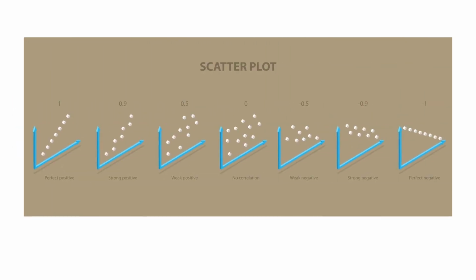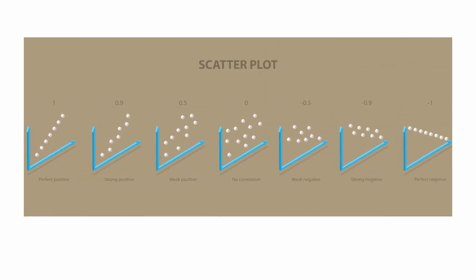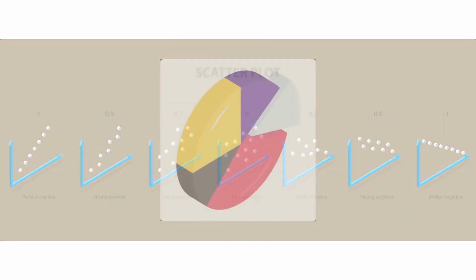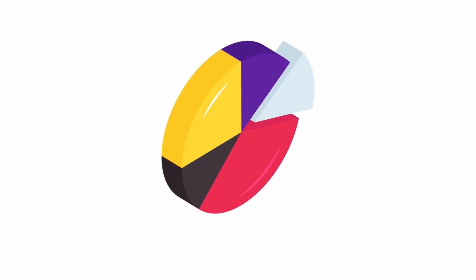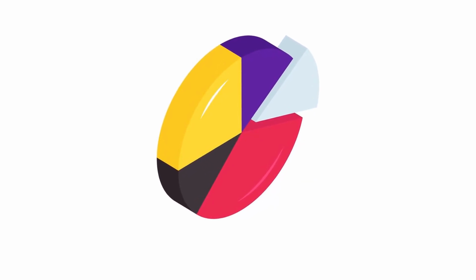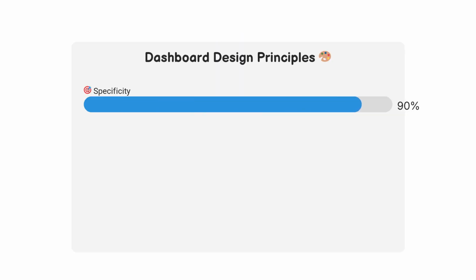Bottom left compares recovery versus active cases, with bubble size indicating total impact. Bottom right gives the big picture, the global split between active, recovered, and deceased cases. Four charts, countless insights. Speaking of insights, let's break down what makes this dashboard effective.